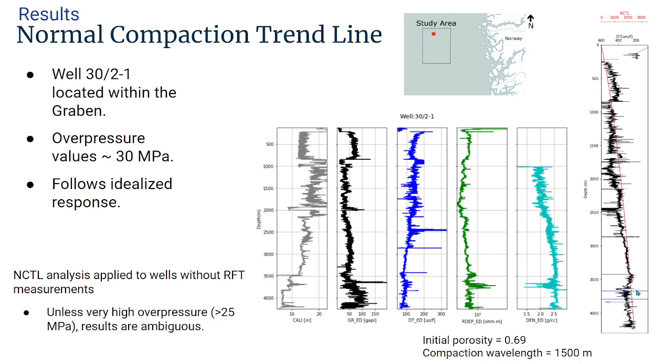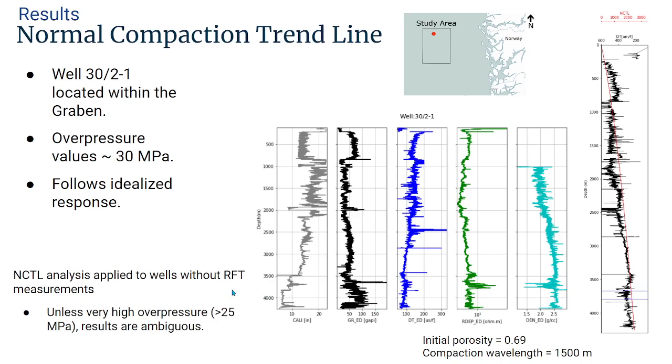Normal compaction trend lines were parameterized using velocity relationships between initial porosity and compaction wavelength. Then the normal compaction trend line was fit using a qualitative approach, adjusting to get a good match to the overall structure. Here, a reversal from the compaction trend was interpreted as a transition zone into an area of overpressure. This well has direct overpressure measurements of 30 megapascals and was used to test this approach before applying it to wells without direct pressure measurements.